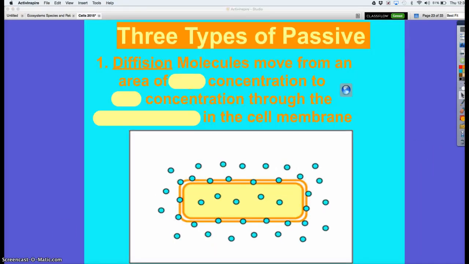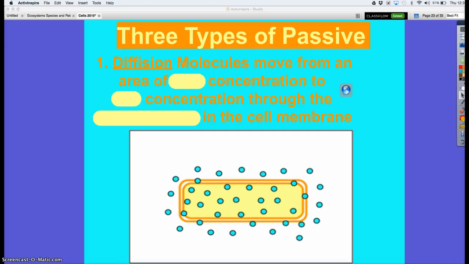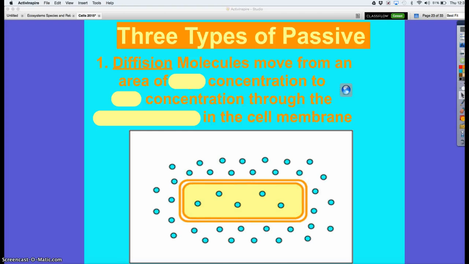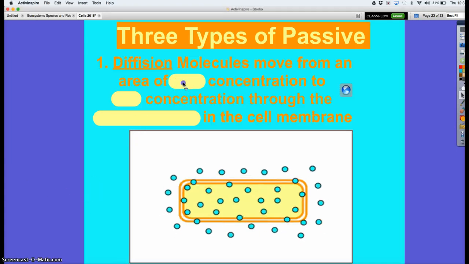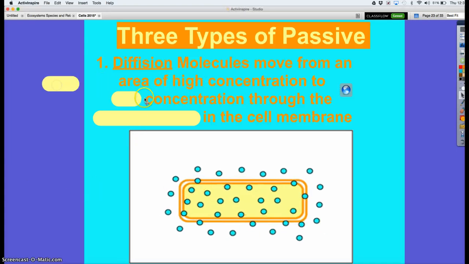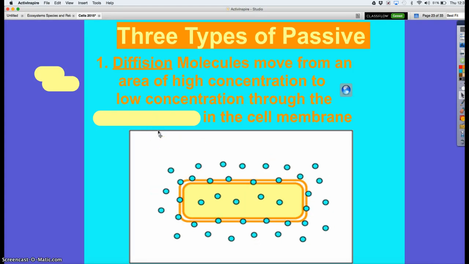So there's three different types of passive. What will the three types of passive have in common? They're all going to be moving high to low without energy. Always moving from high to low without energy. Okay? In this case, what are the molecules moving through? Good. And what is the membrane made up of?